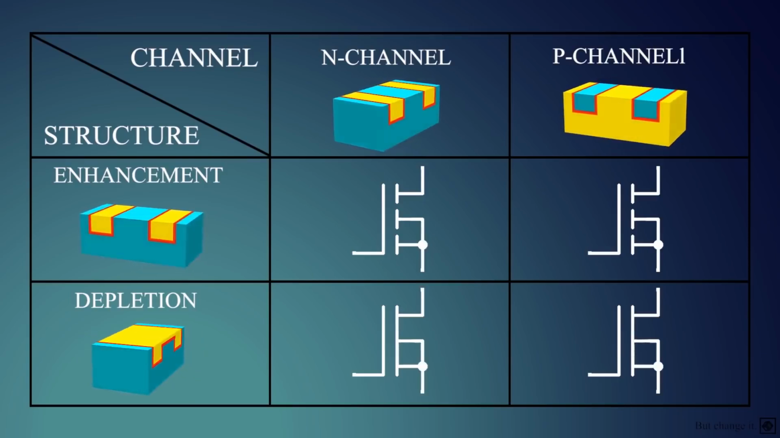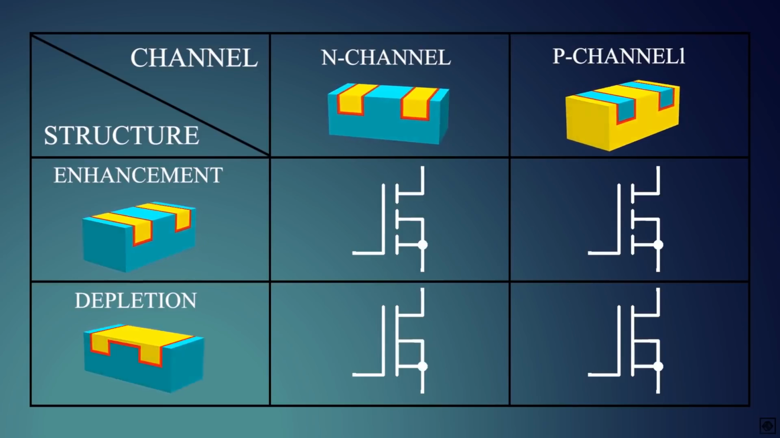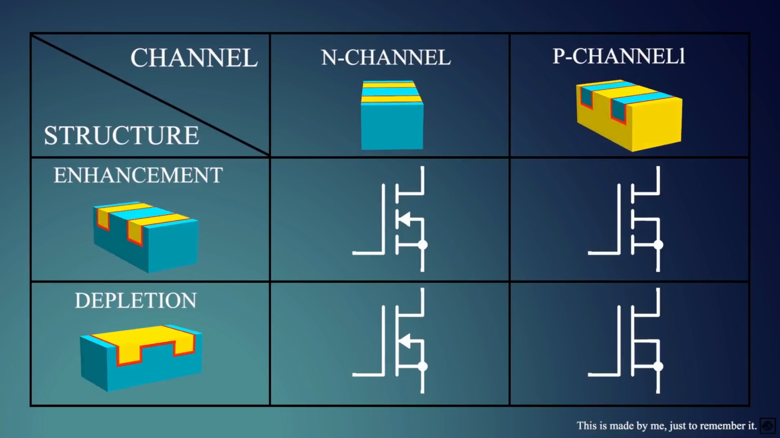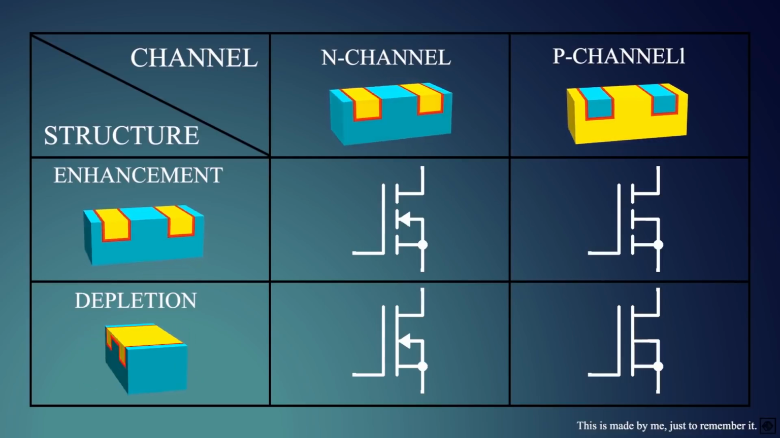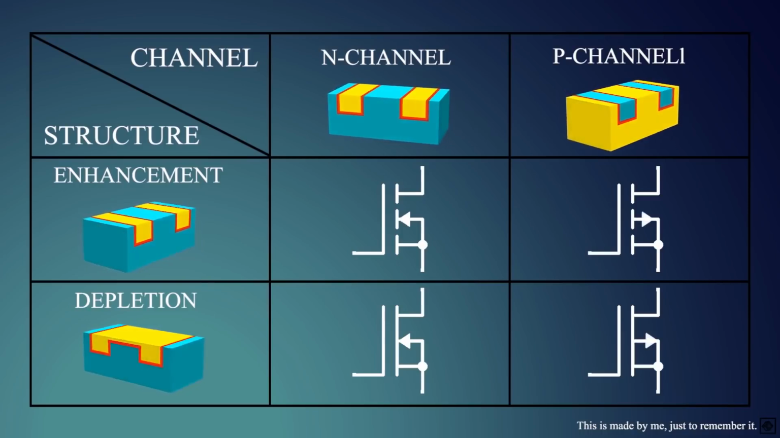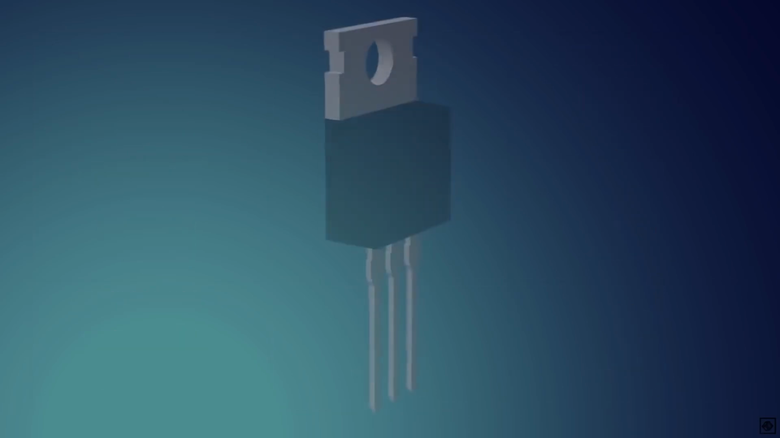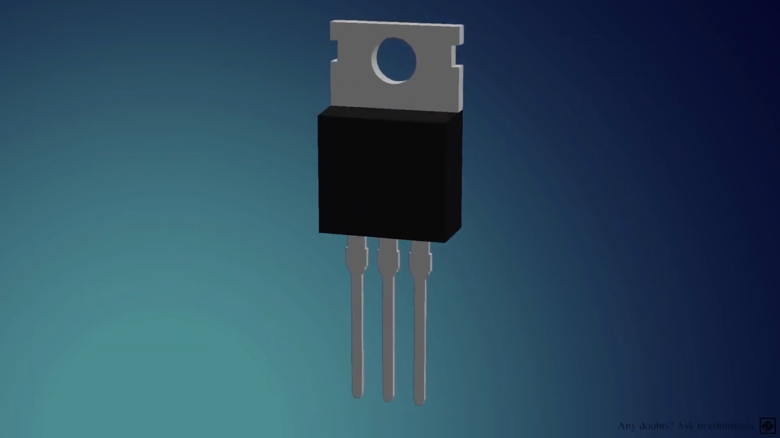If the lines are broken, then it's enhancement type as the channel needs to be formed, else if it's one solid line then the channel is present and it's depletion type. If the arrow is pointing towards the substrate then it's N channel, or the electrons flow towards the gate to form an N channel. Otherwise, it's P channel, or the electrons flow away from the gate to form a P channel. These MOSFETs are present in almost all electronic devices, and they need electricity to work.